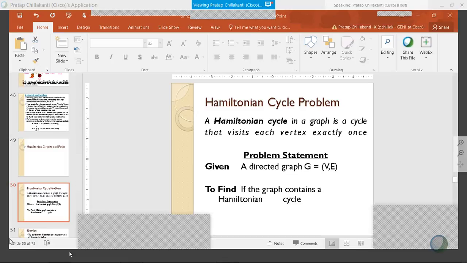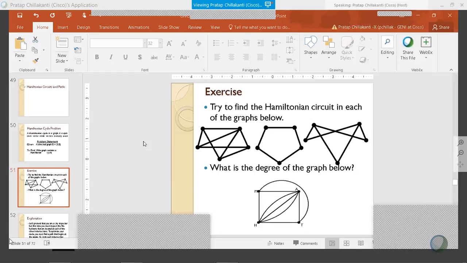So what I want you to do over the next 10 minutes is the following exercise. Whether you call it a cycle or a circuit, it's the same thing. There are two things in this exercise today. One is, I gave you three graphs there. Find the Hamiltonian circuit in each of the graphs below. Notice in the graphs, I did not give the nodes a name. Obviously, when you are doing this, you may want to name the nodes or the vertices. Name them 1, 2, 3, 4, 5, or A, B, C, D, E, or whatever comes to your mind.